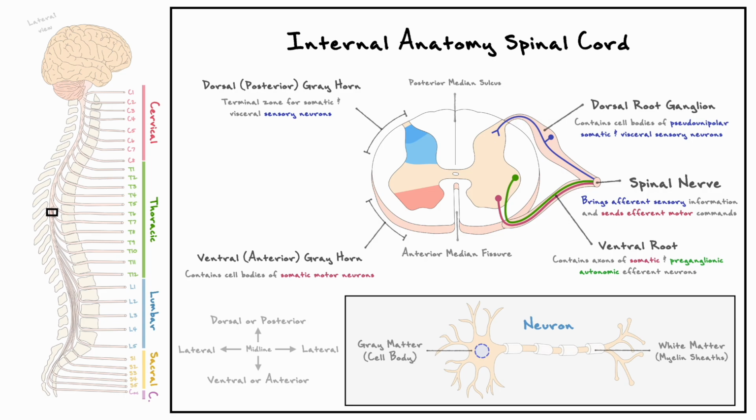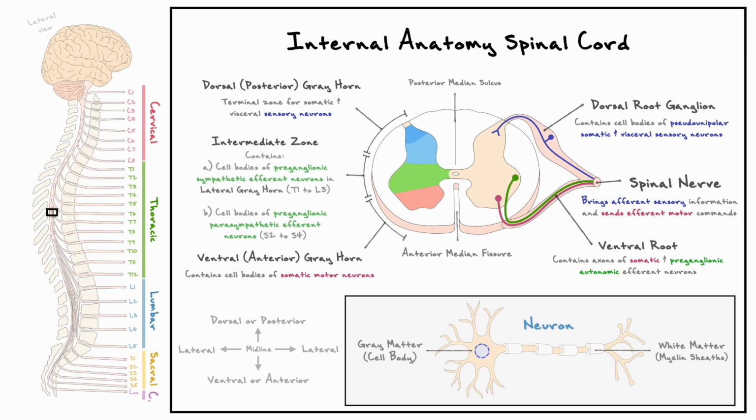In between the dorsal and ventral horns, we can find the intermediate zone, and the two most important components that it contains are the cell bodies of preganglionic sympathetic and parasympathetic efferent neurons. Now, the sympathetic cell bodies are only found in segments T1 to L3, and for the parasympathetic system, they are found in segments S2 to S4. In terms of terminology, the sympathetic cell bodies produce an additional bump on the gray matter that is often called the lateral horn, but outside of T1 to L3, it is not found.